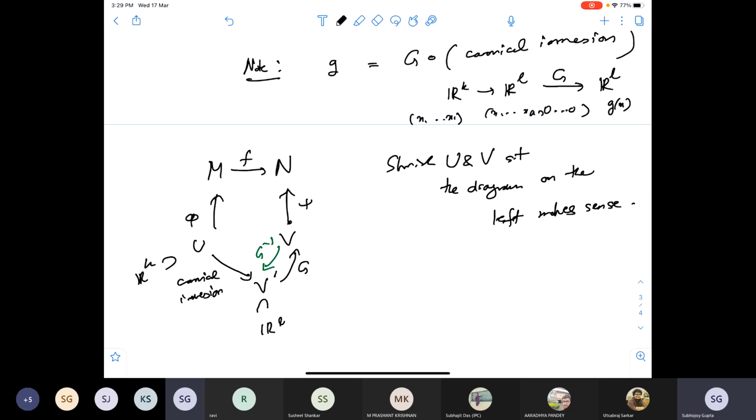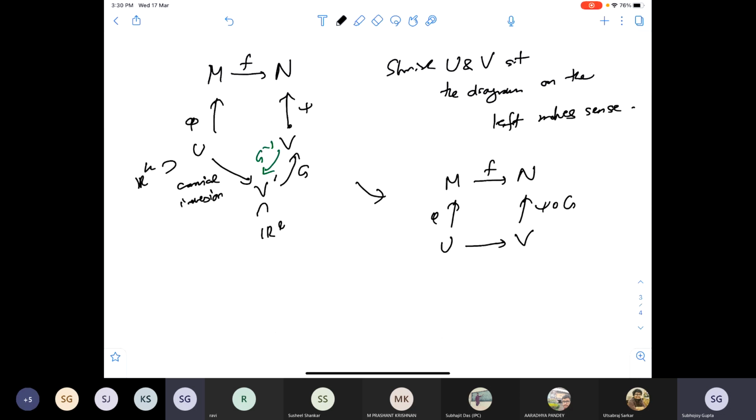So now let me just redraw this. This is just M to N, this is phi, this is psi composed with G, and I've shrunk U and V so that this now is a canonical immersion. So I've changed my charts. All that we needed is some local coordinates in which F looks like a canonical immersion, and that's what we've got.